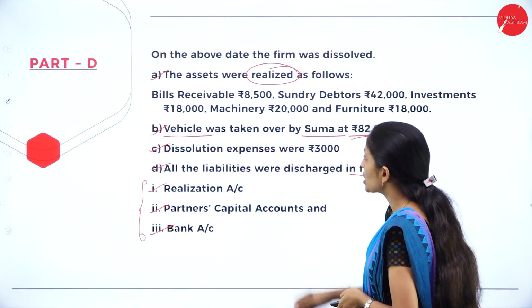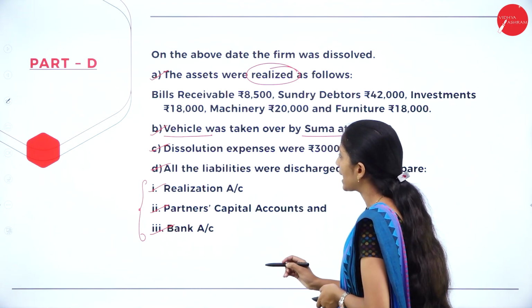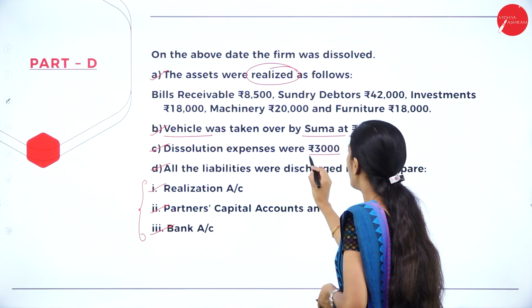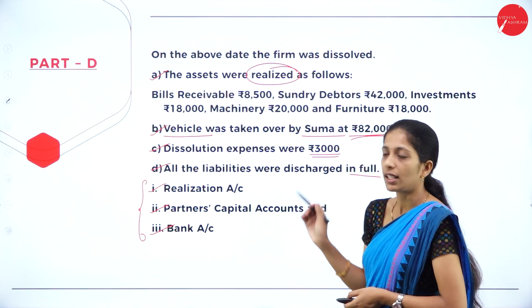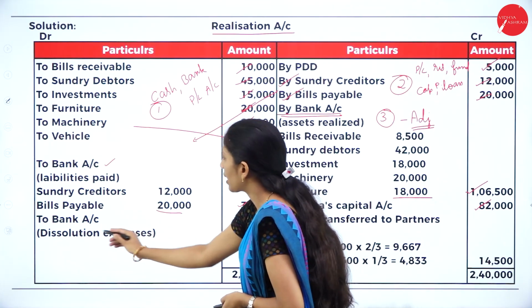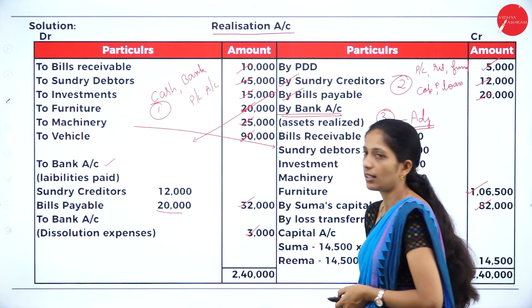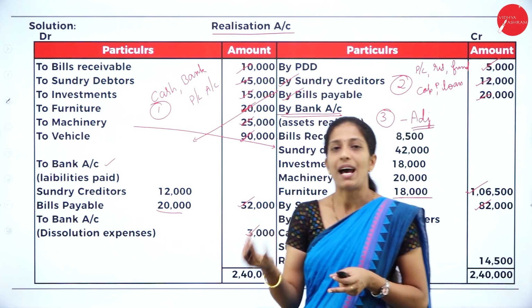Next we have the last one, that is regarding your dissolution expenses. They'll give it in the problem, that is 3,000. So I'll take it as to bank account, dissolution expenses 3,000. Now as usual, balance both the sides.